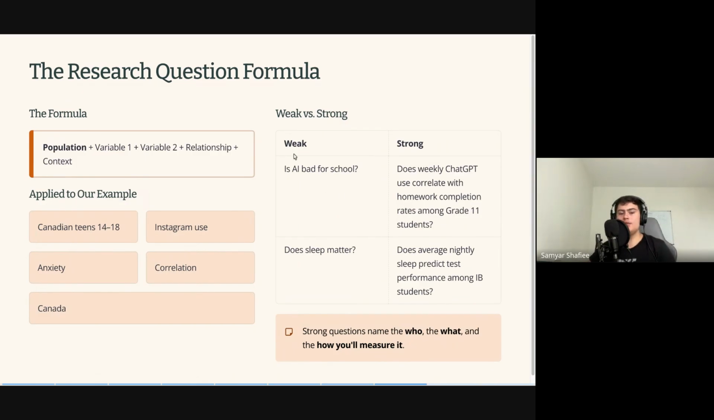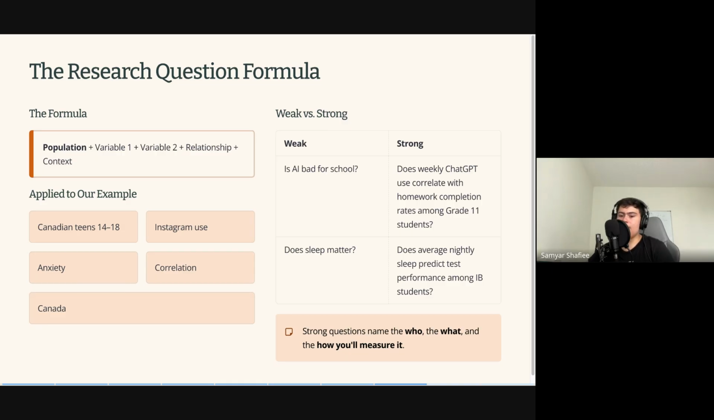Actually, let's read this one first. So the formula we talked about, but here's an example of a direct comparison. Is AI bad for school? Yeah, but what do you mean? What kind of AI? What kind? You understand what I'm saying? Does weekly ChatGPT use correlate with homework completion rates among grade 11 students? That is a much stronger question.